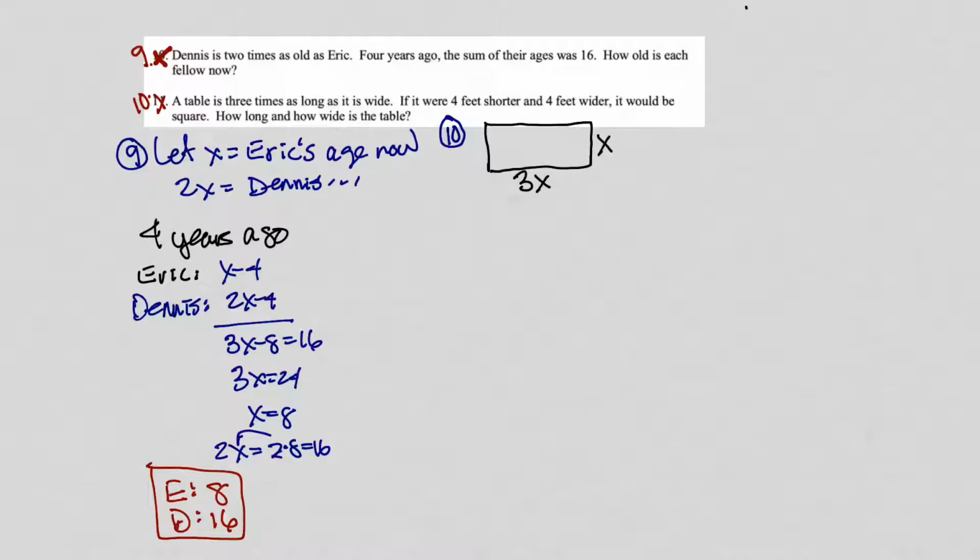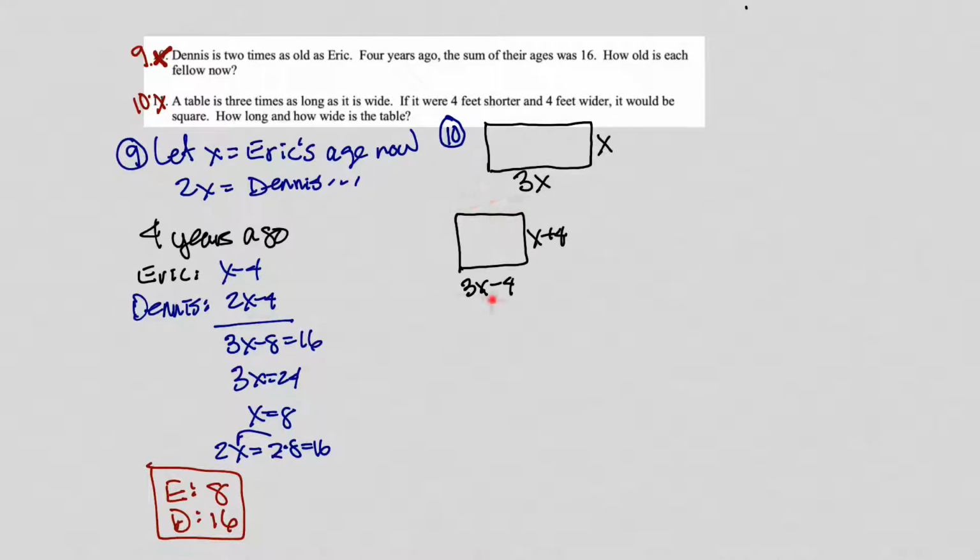Okay. So we would get a square if we did this. If we took the 3X and cut it back by 4, and then we took the X and added 4. Right? Because if it were 4 feet shorter, so here's the length, cut it down by 4. And then here's the width, make it 4 feet wider. So 3X minus 4, X plus 4, it would be a square. How long and how wide is the table?